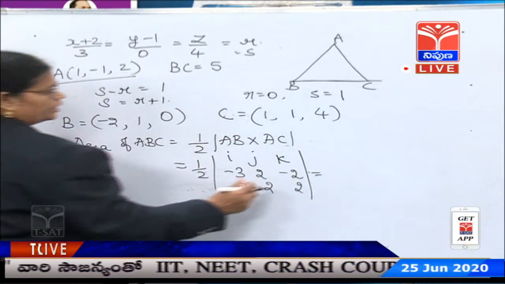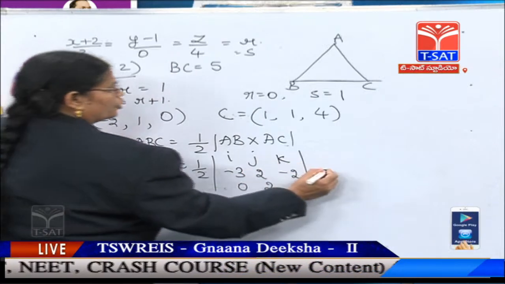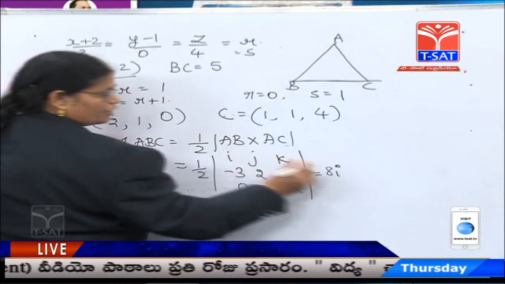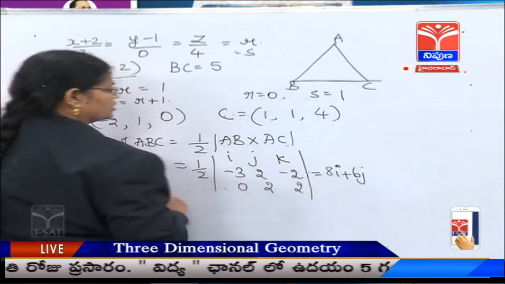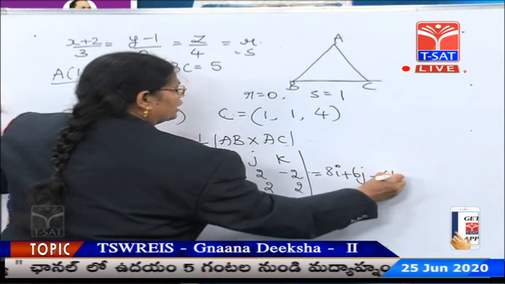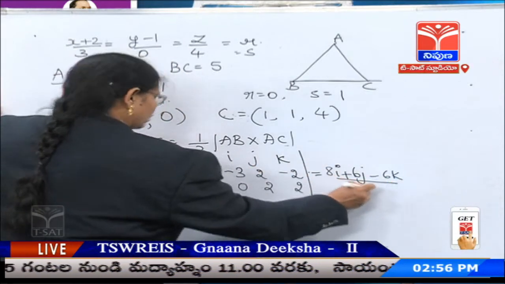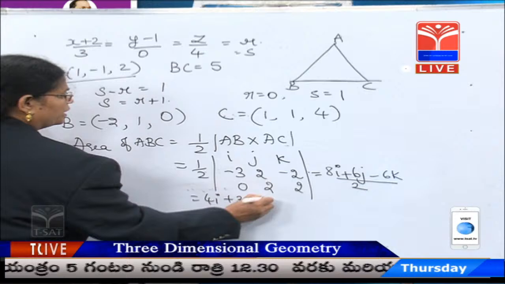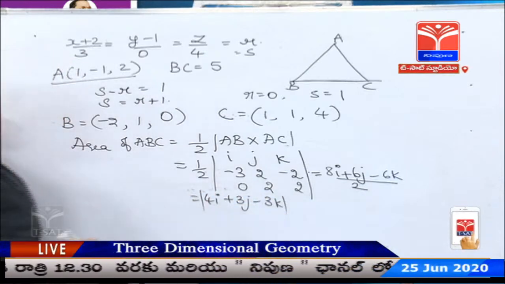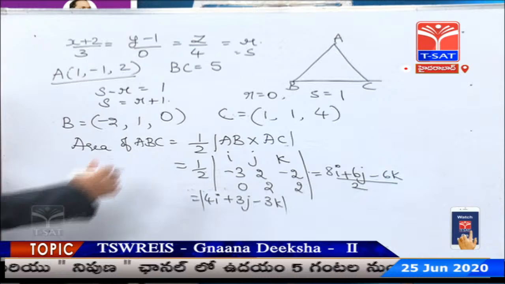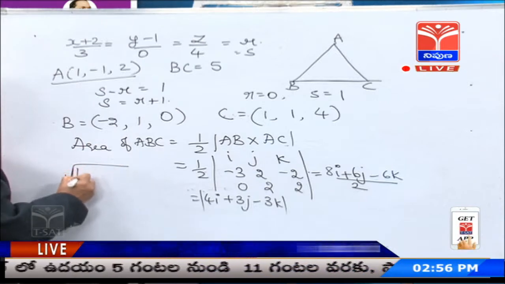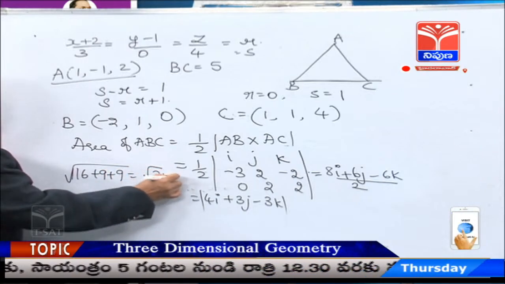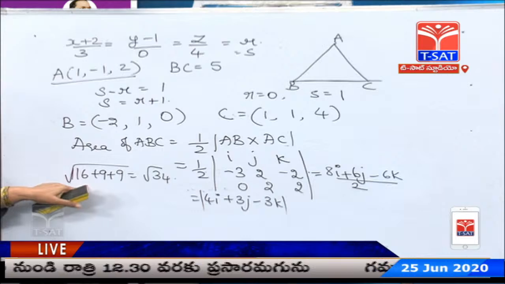If we find out the determinant of this, this is 4 plus 4, 8i. j is minus 6 here, with j we have a minus, so this is plus 6j, k is minus 6k, and we have a half here. So, this is 4i plus 3j minus 3k, and we want the modulus, we are required to find the area. So, area will be root of 16 plus 9 plus 9, which is root 34. So, area of the triangle is given by root 34.